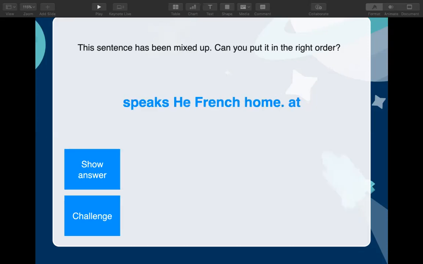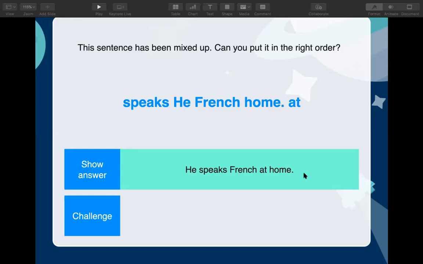This sentence has been mixed up. Can you put it together? Let's see. Pause the video, put the sentence in the correct order, and when you're ready, press play. Okay, guys. Can you put it in the right order? Let's see. He speaks, yes, we add the S because we're talking about he, French at home. Je parle français? Je parle un peu. I think that means I speak a little.